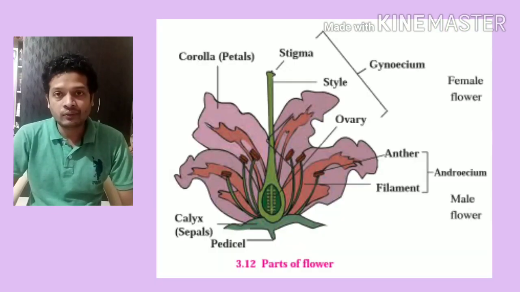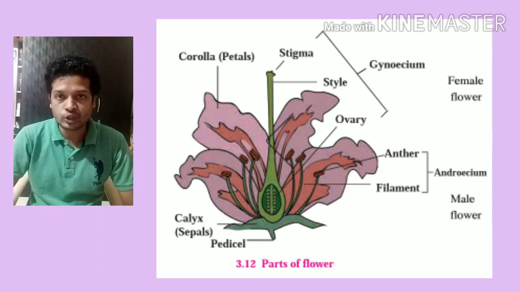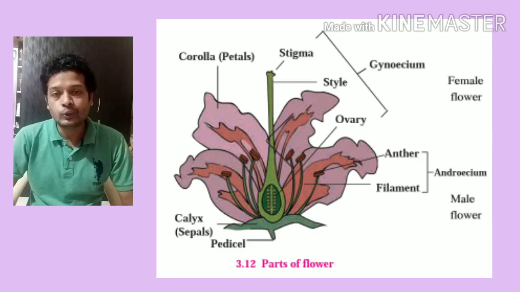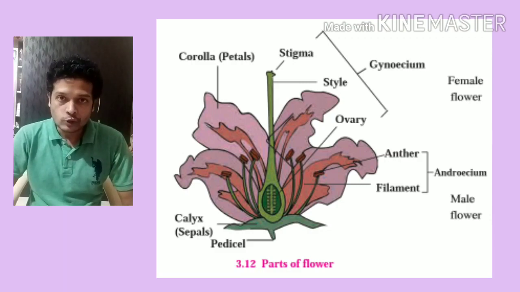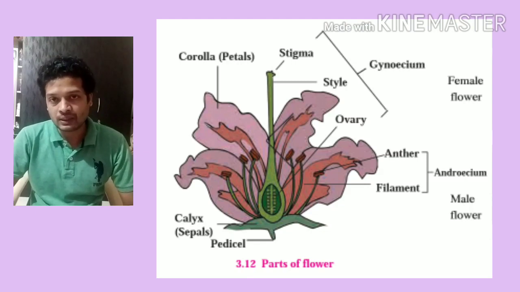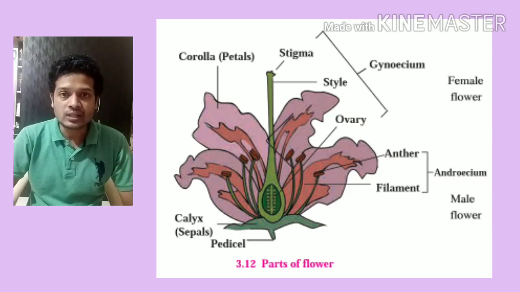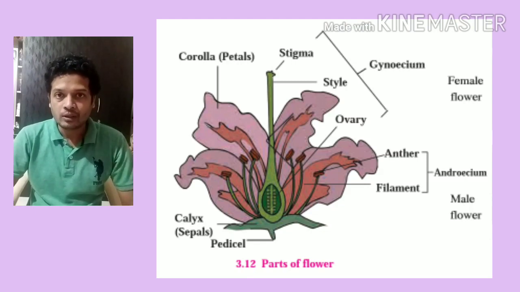The 2 accessory whorls are calyx and corolla. Calyx protects the flower in bud condition, which is green in color, and corolla is a colored part which is made up of petals. The unit of corolla are known as petals and the unit of calyx are known as sepals. So petals are brightly colored as well as fragrant to attract insects for pollination. So this is in detail the structure of flower.